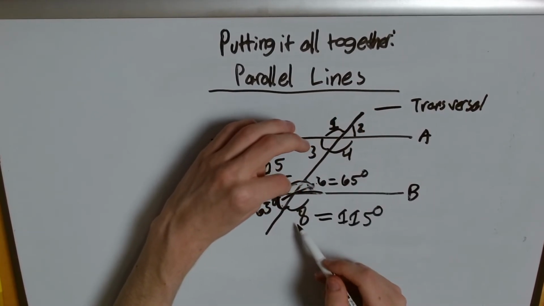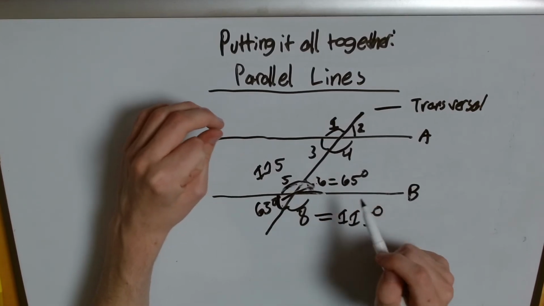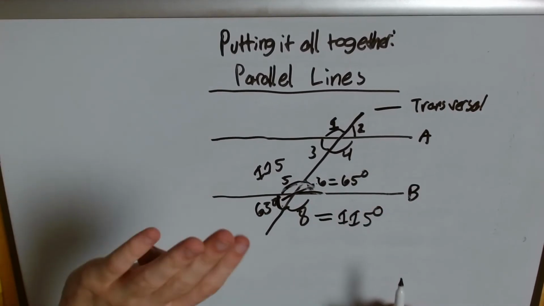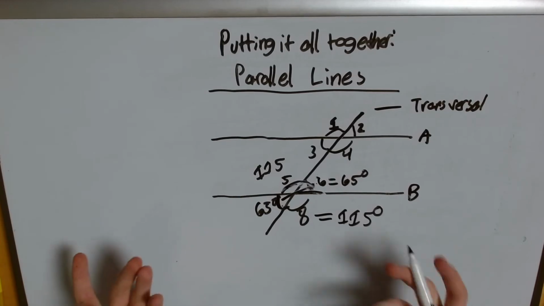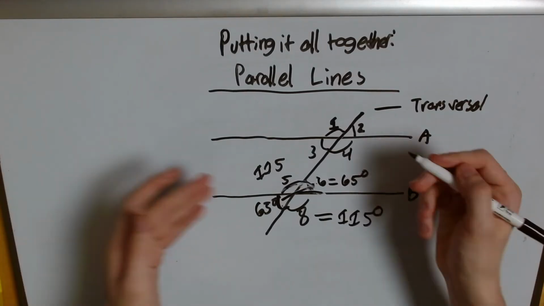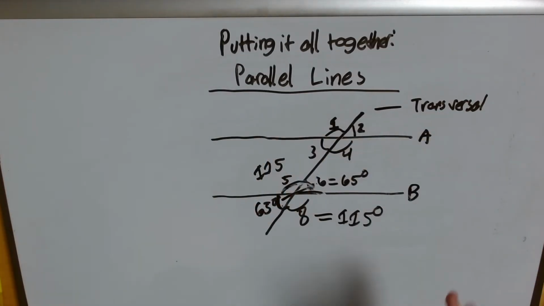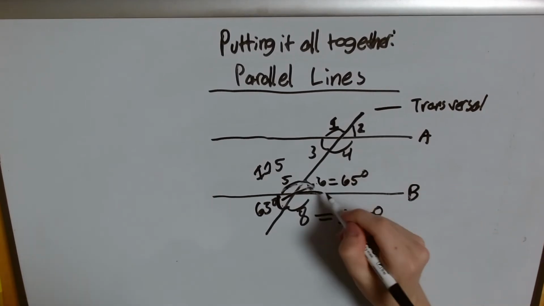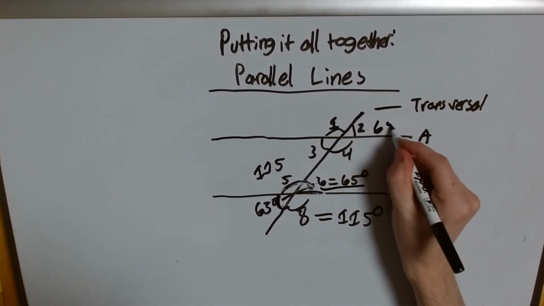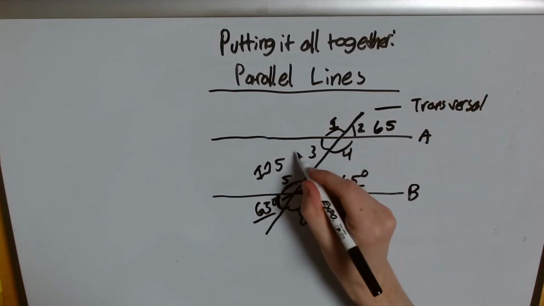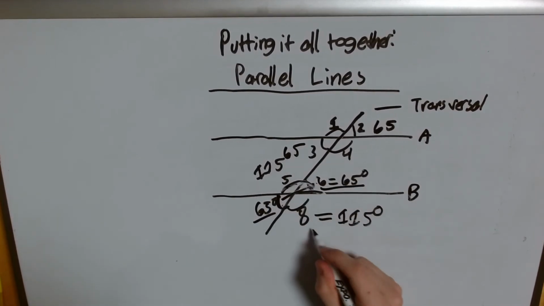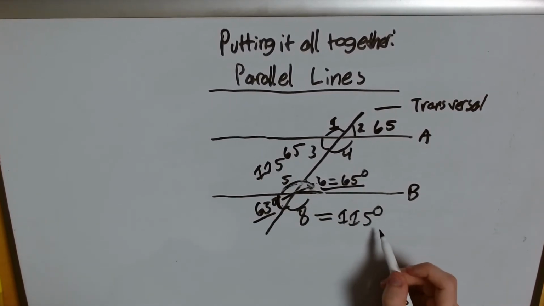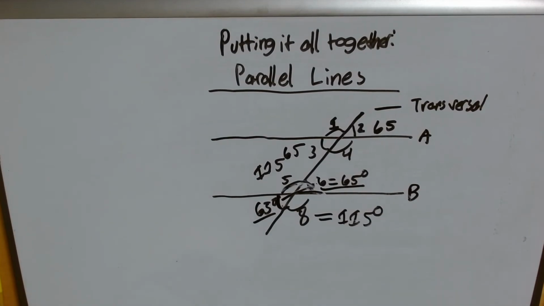Same can be said for angle 7 and angle 3. They're on the bottom, they're on the left side. They are going to have the same measure. So that means we know all the angles in our problem here. We know that since 6 is 65, this is 65. Since this is 65, 3 is 65. Since 8 and 5 are both 115, so are 1 and 4. And we have solved our entire problem. That is the magic of angles.